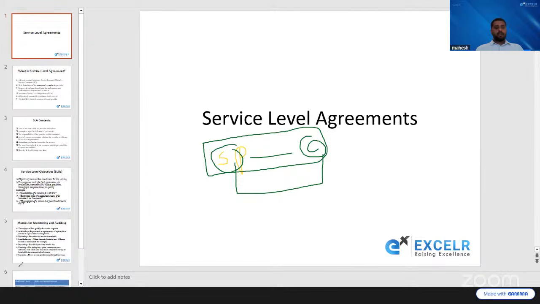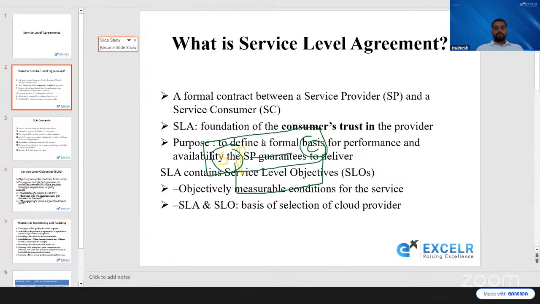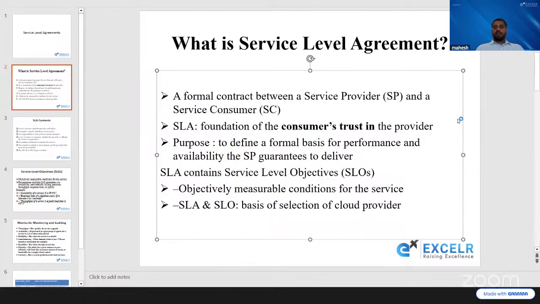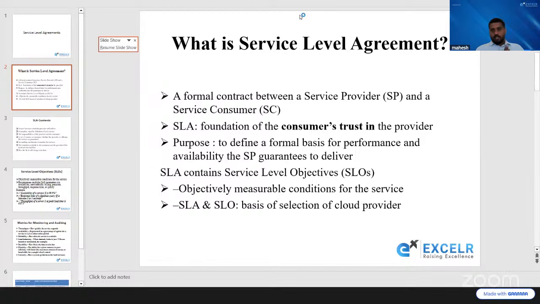So let us quickly understand the differences between both of them. SLA is a kind of agreement between the service provider and the service consumer, because completely it is managed by the cloud provider. That's why SLA is a kind of agreement between the service provider and the service consumer, which is very important as well.